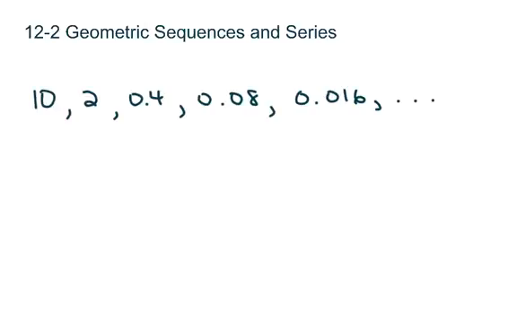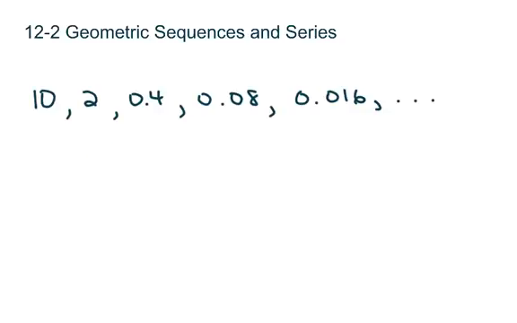Geometric sequences are a little bit different from arithmetic sequences. Instead of adding or subtracting to get the next number in the sequence, you're multiplying or dividing. So if I look at the sequence 10, 2, 0.4, 0.08, 0.016, you figure out real quickly that it's not arithmetic, because if it were arithmetic and you subtract the second term minus the first term, you don't get the third term by adding 8. So there must be something else going on.